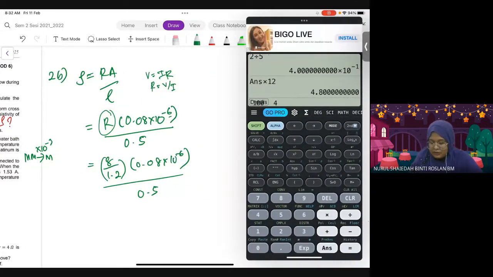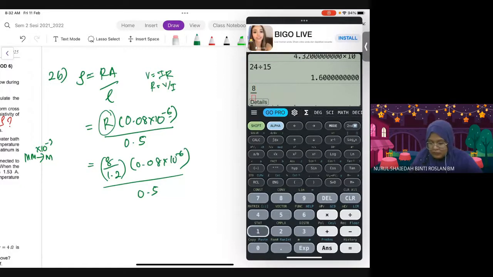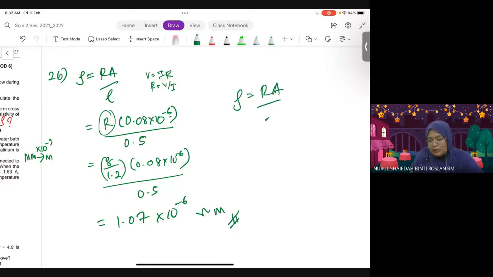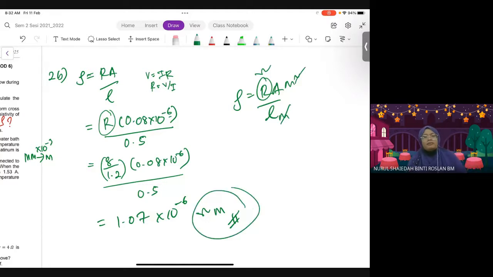So 8 divided by 1.2 times 0.08 power of negative 6. So divide by 0.5. So 1.07 power of negative 6. And the unit is ohm meter. Macam mana tahu ohm meter? Rho RA over L. So ini ohm, ini M squared, ini M potong-potong. So that's why I will get ohm meter. Betul tak jawapan ni?